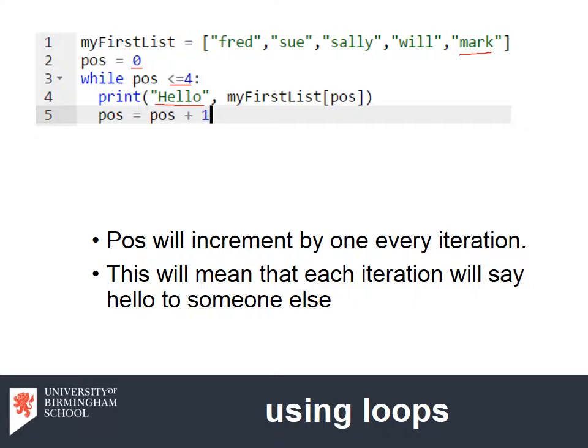Then it's going to print out hello using that variable pos. So pos starts off as 0, so the first name it's going to say is Fred, so we're going to say hello Fred. Then that's going to add 1 to it, so pos is going to be 1. And then it's going to say hello my first list pos, so it's going to print out Sue because pos is now 1. Then it's going to increment pos, print out hello my first list pos, which is going to be Sally this time, and it's going to keep going until it's printed out every single name.